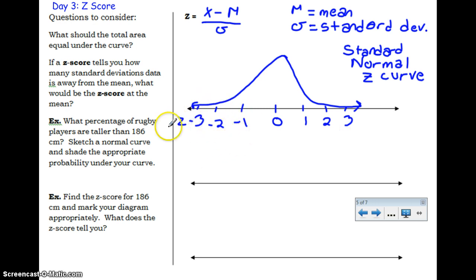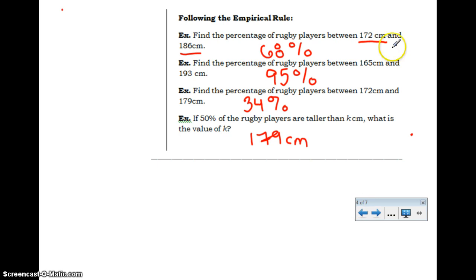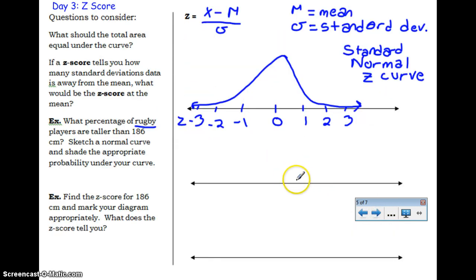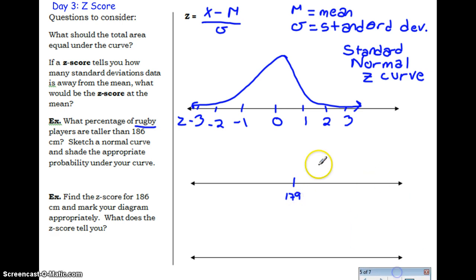So let's take a look at our values from this rugby example that we were looking at in day 2. Let's go back for a second. Remember with our rugby example, the middle 68% was from 172 to 186. And that was because our mean was 179 and we had a standard deviation of 7. So let's go back and draw that. So we have 179 is in the middle. We have a standard deviation of 7. So since we have a standard deviation of 7, 1 standard deviation away is going to be at 186.